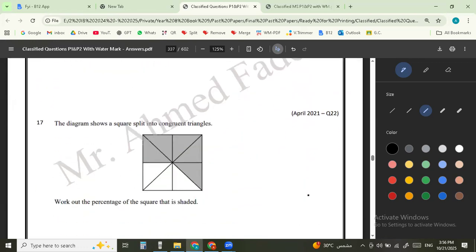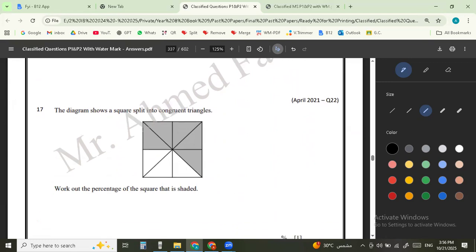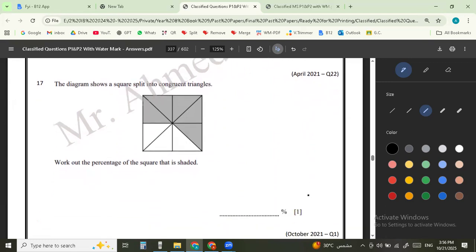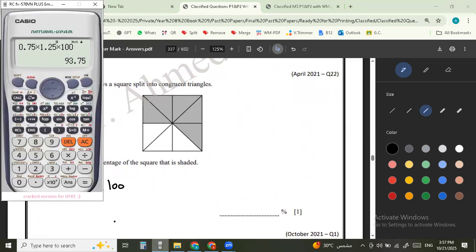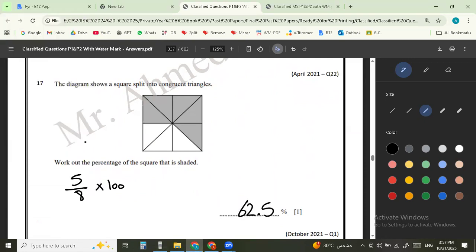The diagram shows a square split into congruent triangles. Work out the percentage of the square that is shaded. Mister, I have 1, 2, 3, 4, 5 out of 8. So it is 5 out of 8. Good. They want it as a percentage, so I'm going to do on the calculator 5 over 8 multiplied by 100. We agreed whenever they want a percentage, we multiply the answer at the end by 100. 5 over 8 times 100 equals 125 over 2, which is going to give you exactly 62.5%.